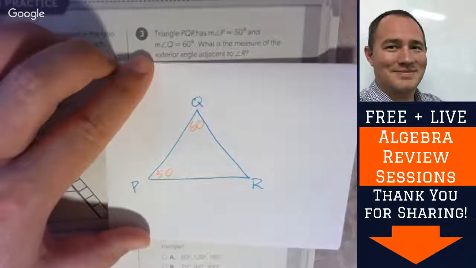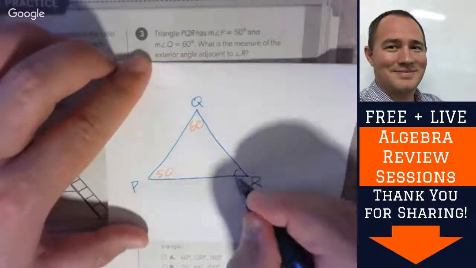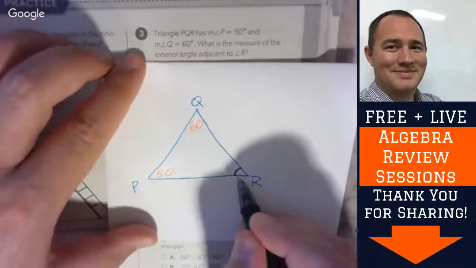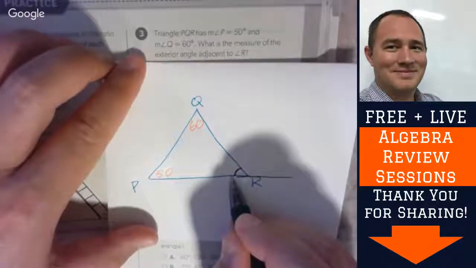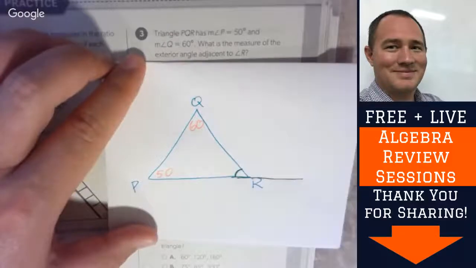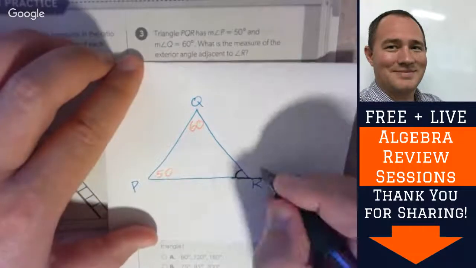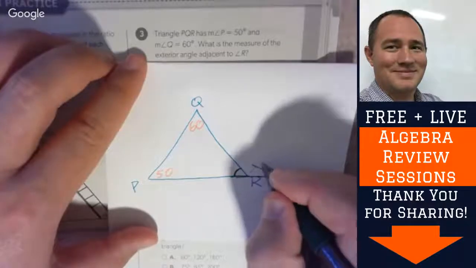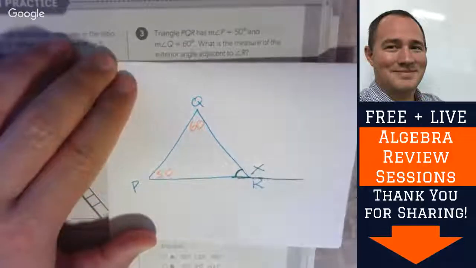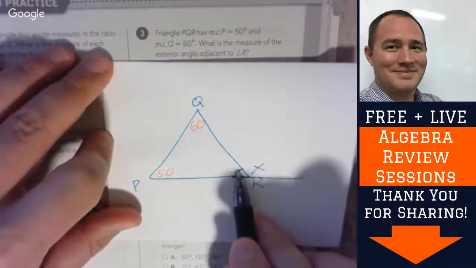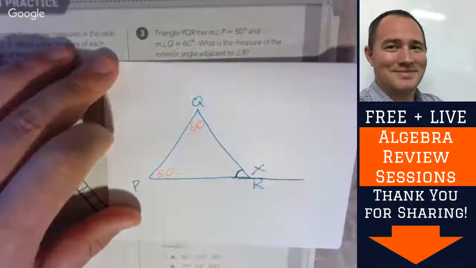So that sounds like what they're looking for is not R, that's angle R, but they're looking for the exterior angle. Remember, an exterior angle is when you extend one of these lines, and they want to know what this is. So again, we can't go straight into finding X. We have to figure out what this angle is first.